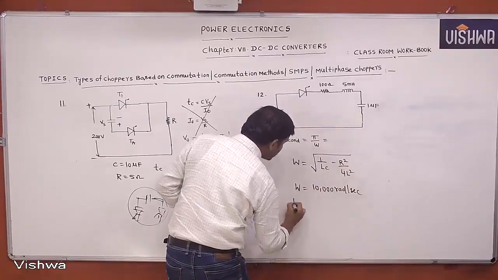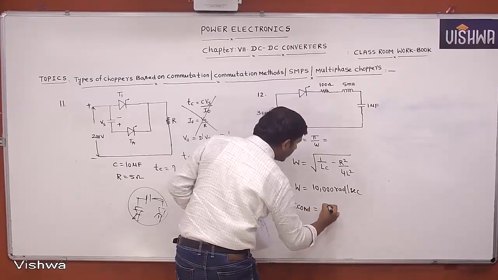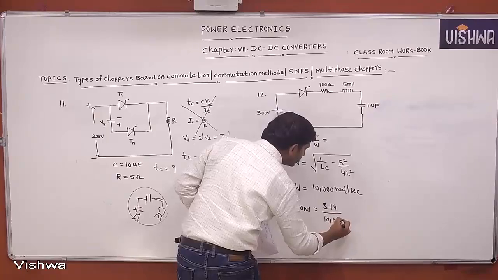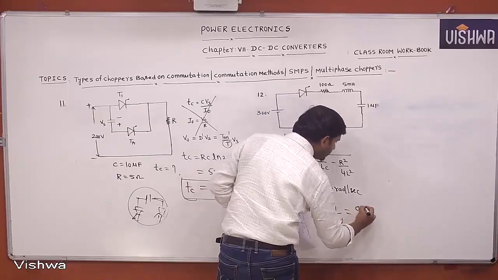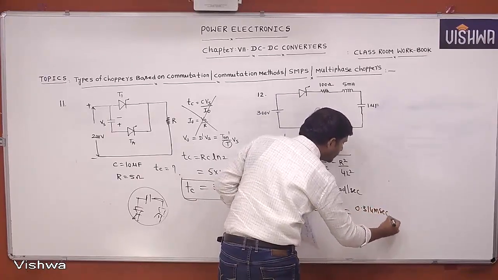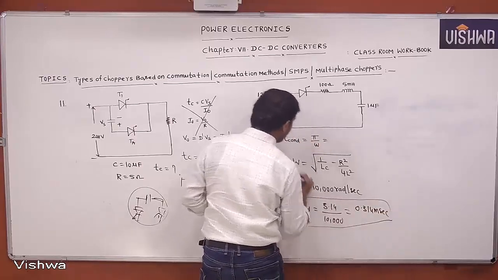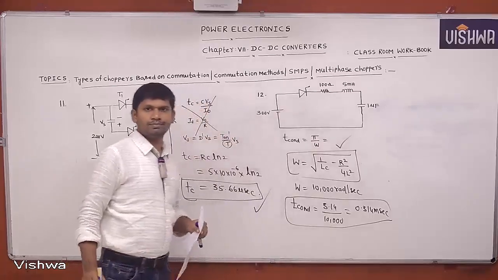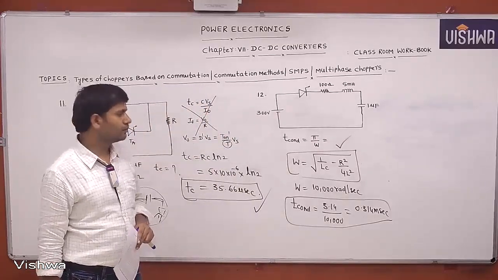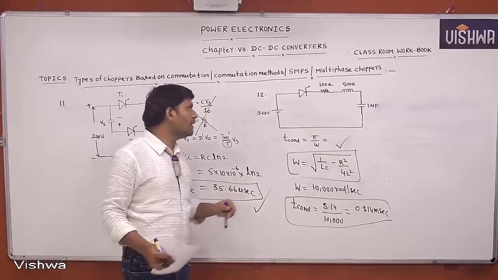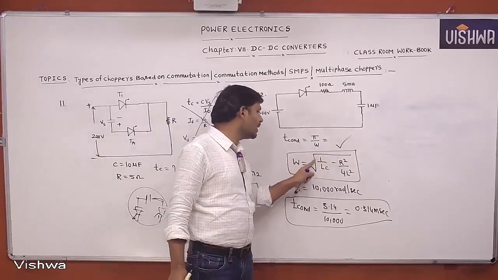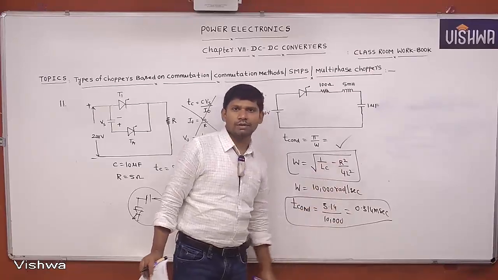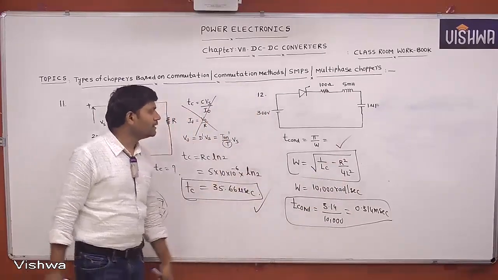Then what is the conduction time of the thyristor? It is 3.14 by 10,000, which gives 0.314 milliseconds. Simple question, but this is an RLC circuit, so remember this formula. If it is only an LC circuit, R is 0, then omega is 1 by root LC. But here it is root of 1 by LC minus R square by 4L square. Clear? Concentrate. This is question number 12.